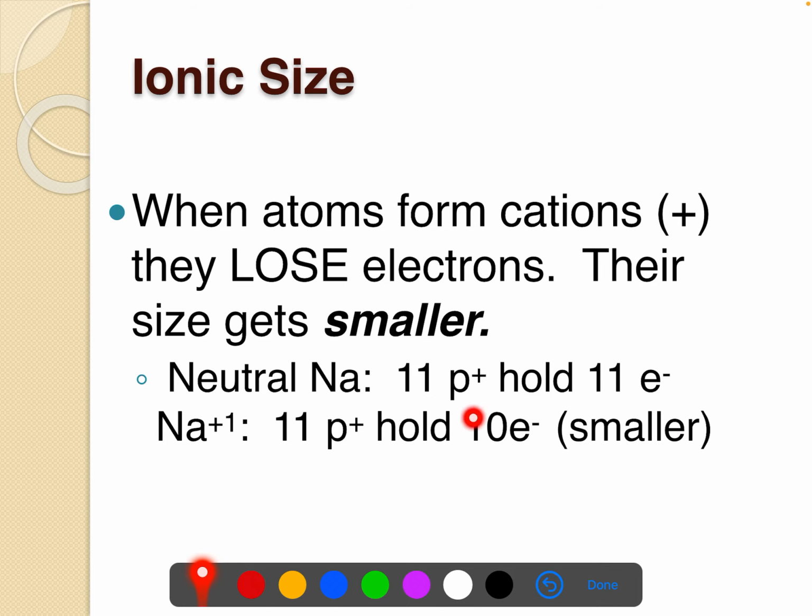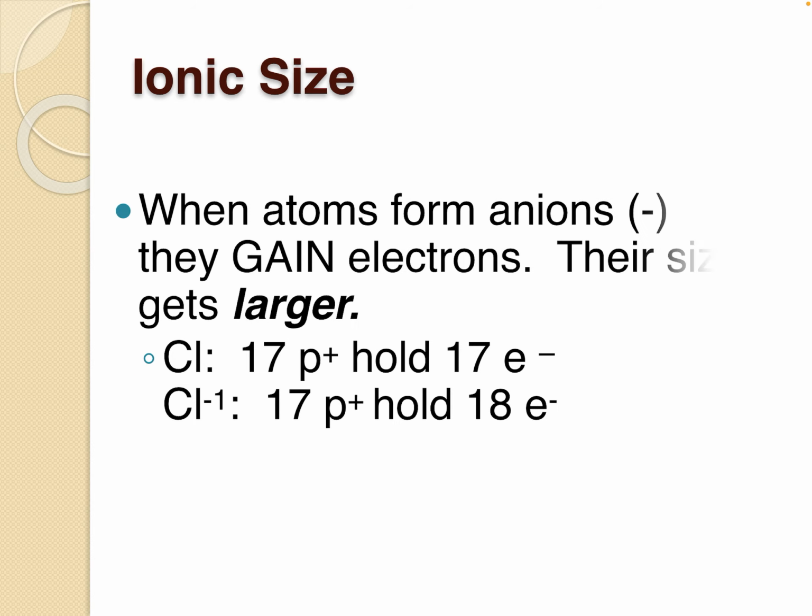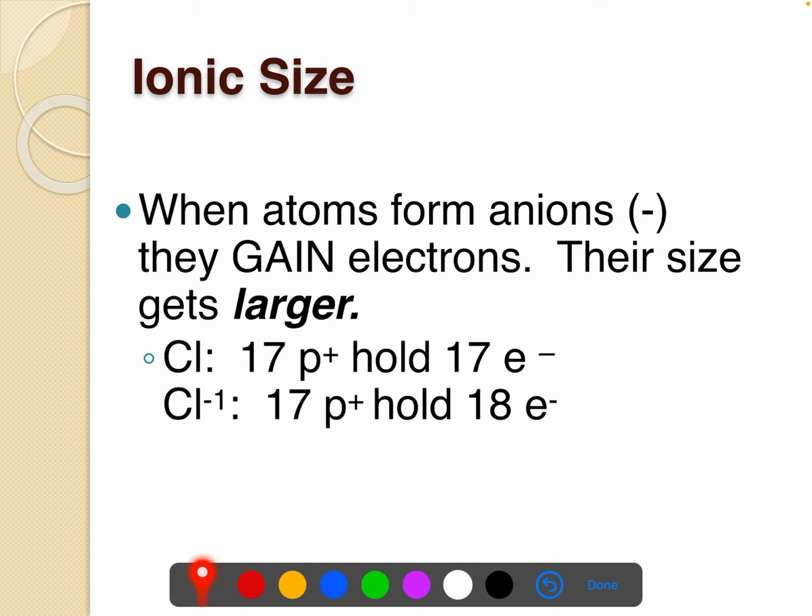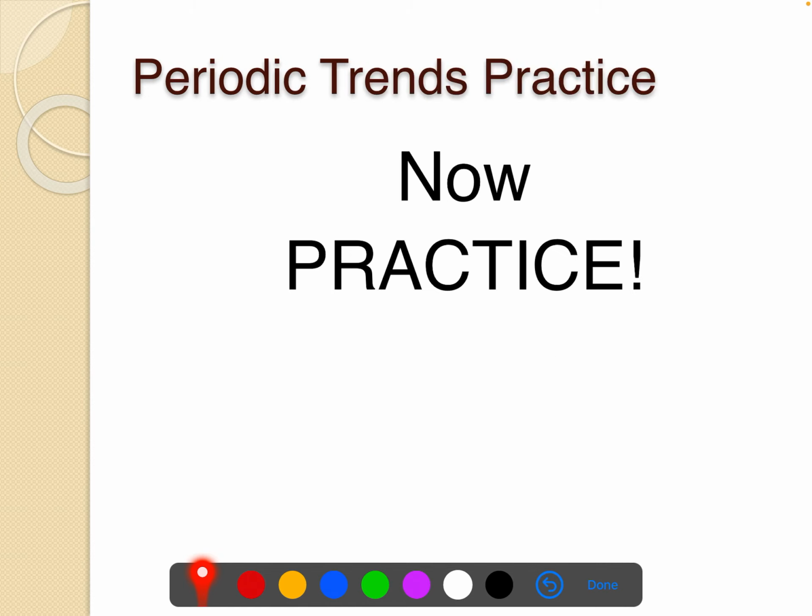Remember, this is all in a cloud. You might just be thinking, well, it loses an electron, of course it gets smaller. Well, electrons don't really have much of a mass at all, but this cloud now has less charge than that center, so it's going to pull that whole thing in. The opposite is true. When atoms form anions, they gain electrons and their size gets larger. So chlorine with 17 protons, when it gains an electron, it does get bigger.